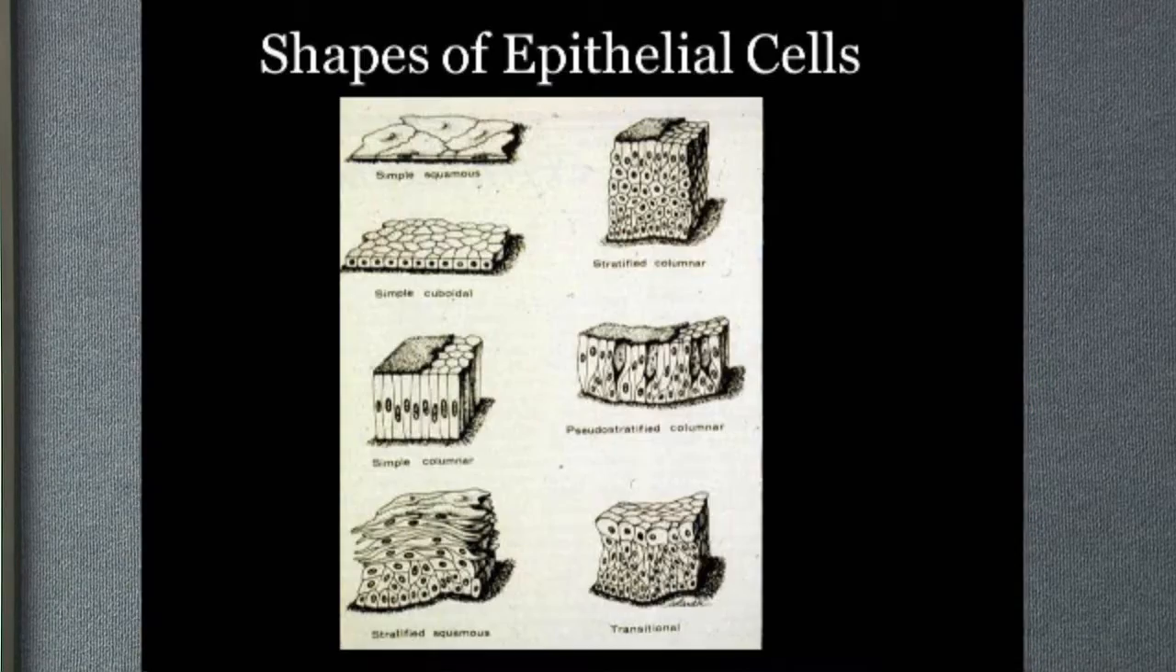And also we can see cells in tissues. And here we can see there's different shapes of cells. Some are flat, some are columns, some are cubes, some have one layer, some have more than one layer and flat on the surface, some have more than one layer and columns on the surface.